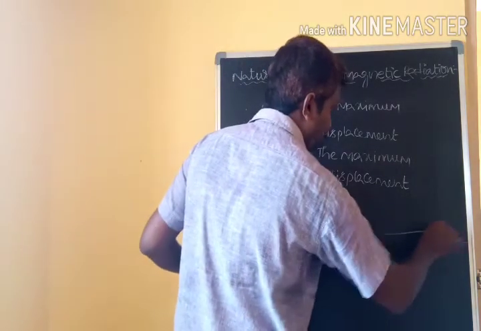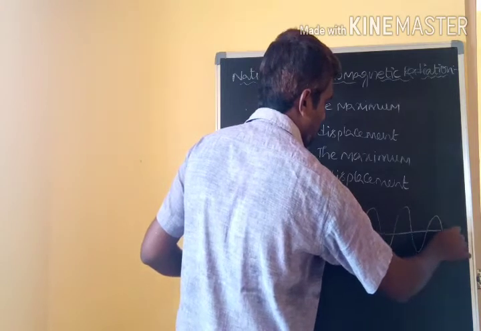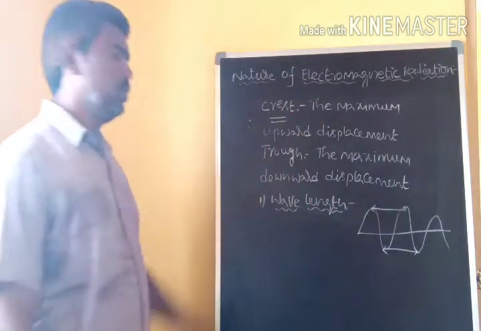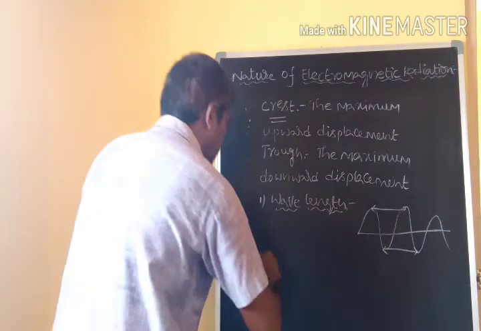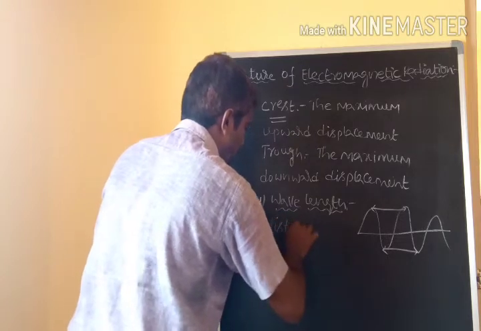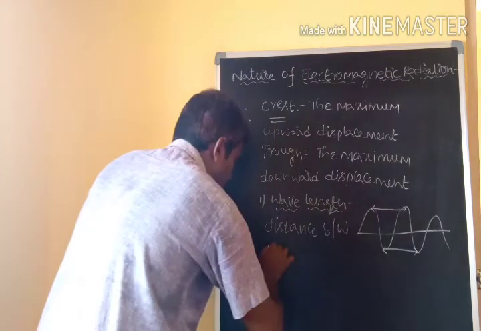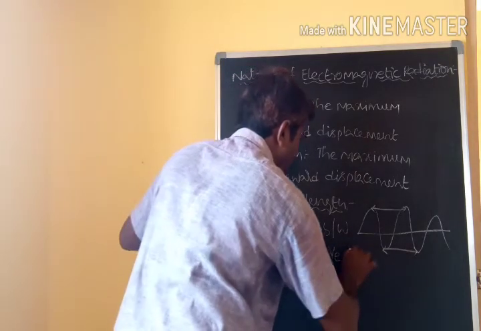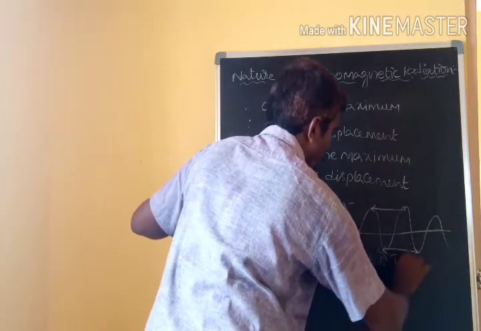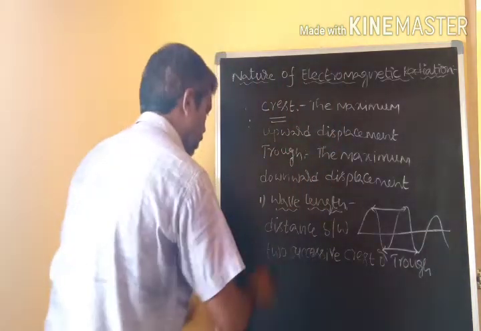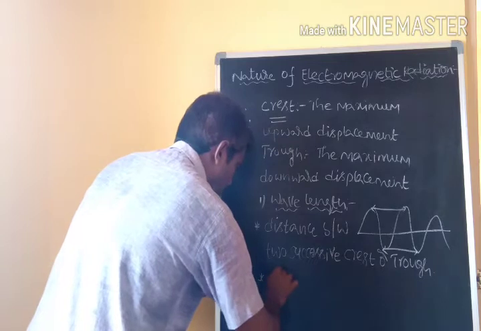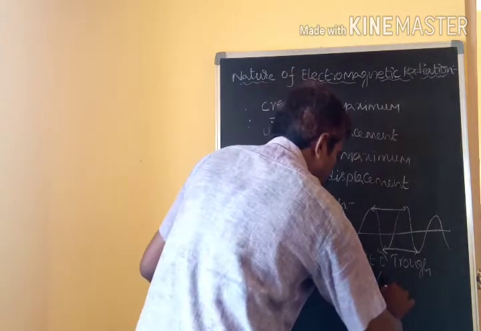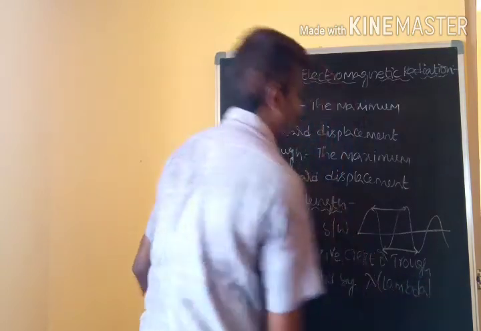I will take one of the waves. The distance between two successive crests, or the distance between two successive troughs, is called the wavelength. The wavelength is denoted by lambda.